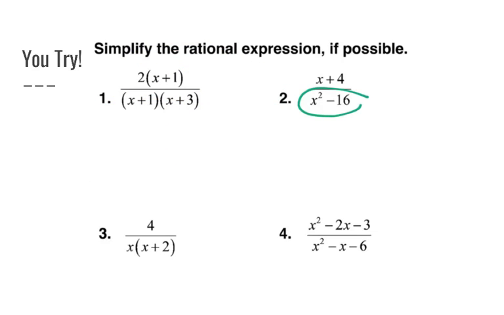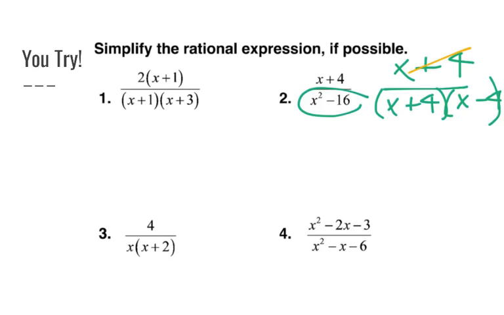So this part can be factored. Let me factor that. The top looks good to go. The bottom part, that's difference of squares, so that's going to be x plus 4, x minus 4. The part that cancels is the x plus 4. So that's the only part I have to restrict the domain, so I know that x cannot be equal to negative 4, because if you plug in negative 4, that would be 0.